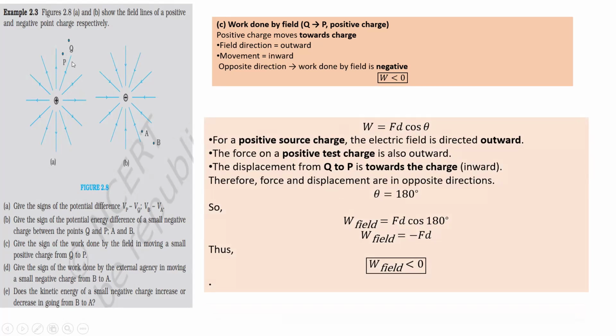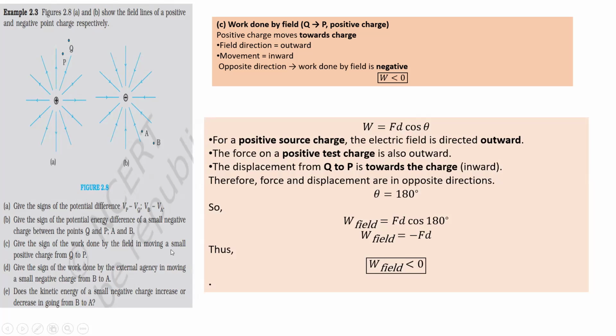Here, I'm moving the positive charge because of the field. Field direction: suppose I keep a positive charge at point Q, this is also positive, so there will be a repulsion. Force is away from the positive charge. That is P to Q. Force direction is from P to Q, away. The same arrow mark, right? Force is outward. Direction of force is outward.